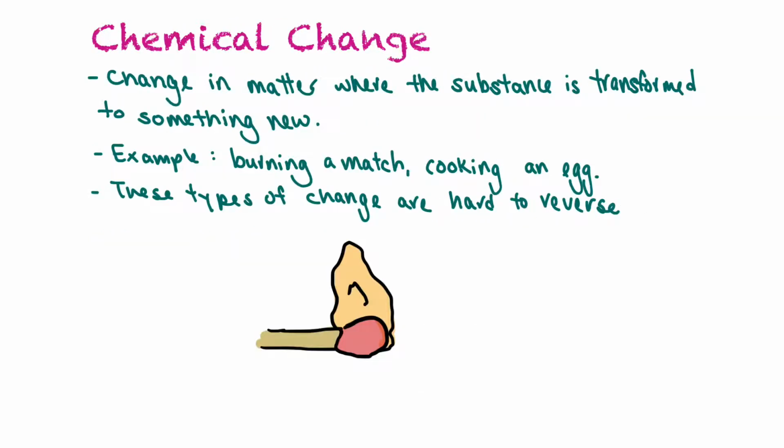A chemical change is a change in matter where the substance is transformed into something new. So an example might be lighting a match, so burning a match, or cooking an egg. These types of change are hard to reverse. You can't uncook an egg. You can't unlight the match. It's been burnt. So you cannot reverse chemical changes very easily because the substance has transformed into something completely new.